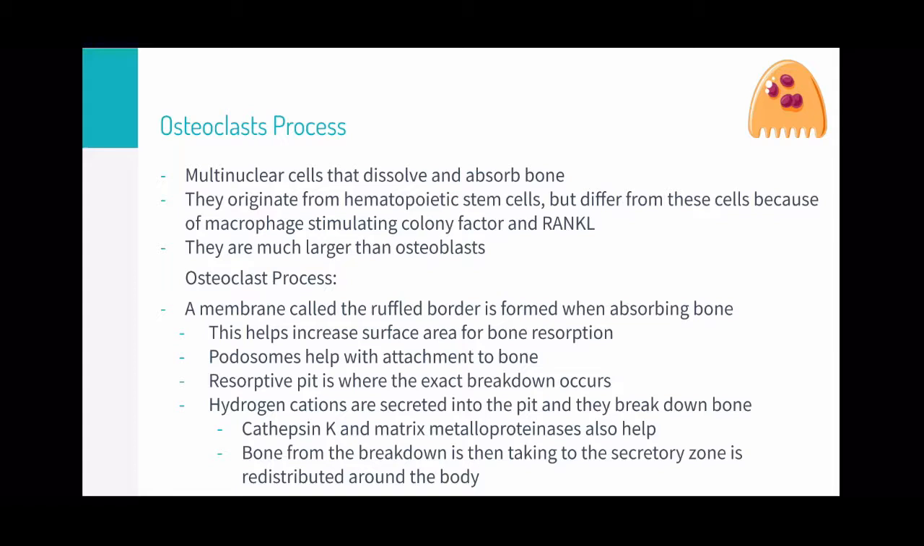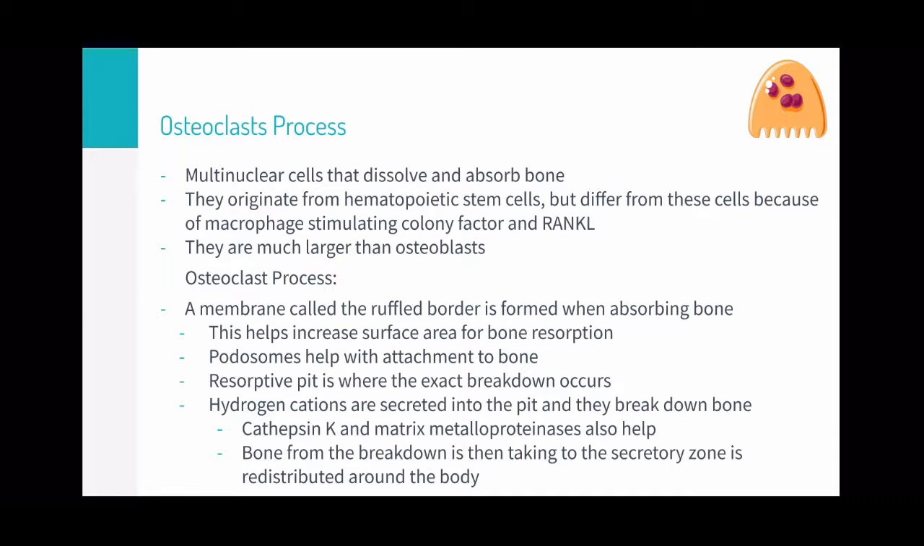Osteoclasts differ from these cells because they possess a macrophage stimulating colony factor. Osteoclasts are much bigger than osteoblasts, which are another organism that is used in the process of bone remodeling. During the osteoclast process, as bone is absorbed, a membrane called the ruffled border is formed. This membrane creates a larger surface area for bone absorption. Podosomes assist in holding an attachment to the bone.